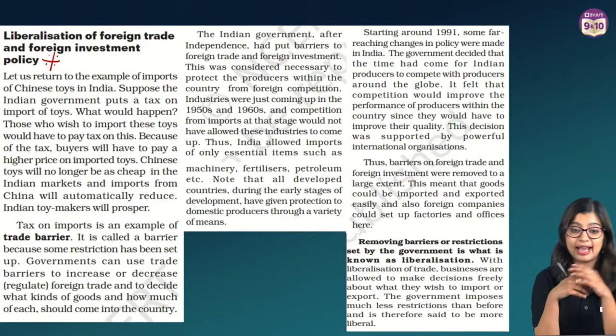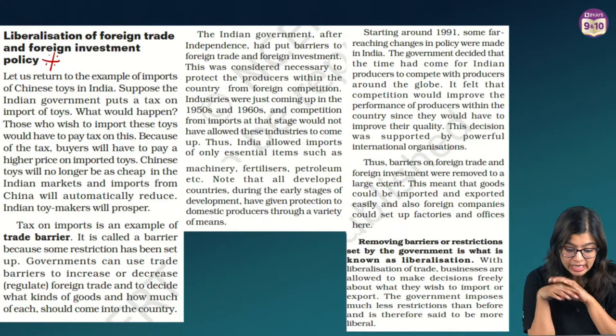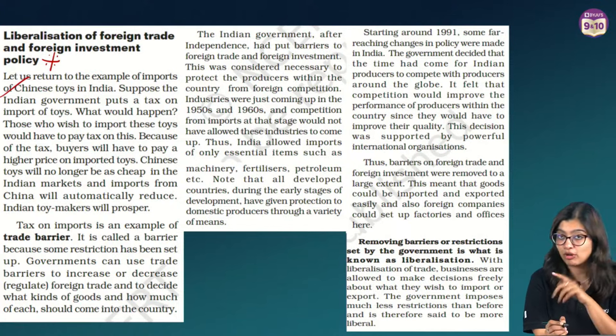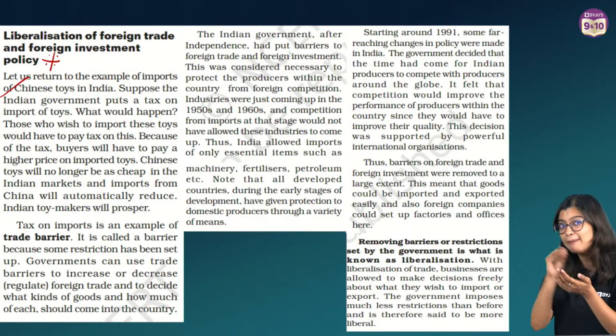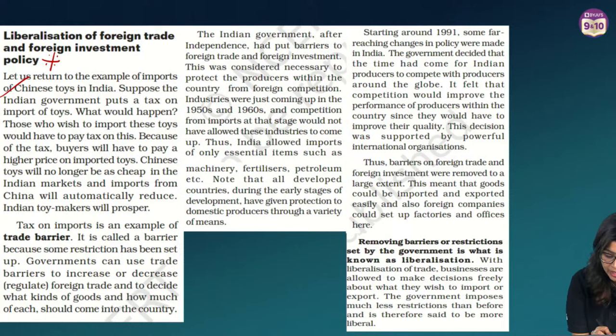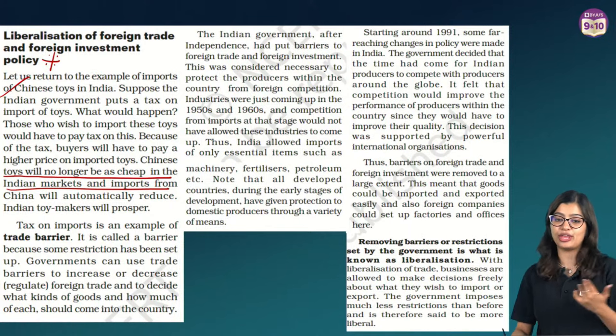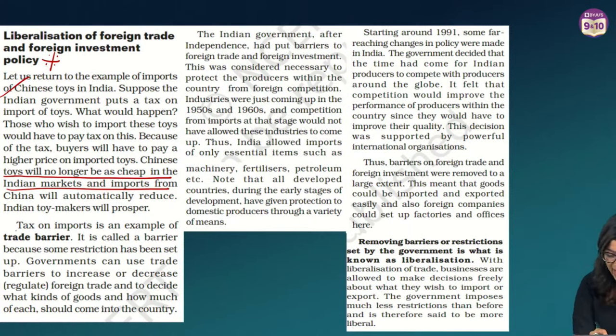Okay, so quickly to go back, this topic is very, very important, students. Liberalization of foreign trade and foreign investments. So here they started out with the example of Chinese toys, and we see that how if there was some tax imposed on it, Chinese toys will no longer be cheap in the Indian market, and thereby it will reduce how they would prosper. So tax on imports is what we call as trade barrier, or these are restrictions that have been set up.